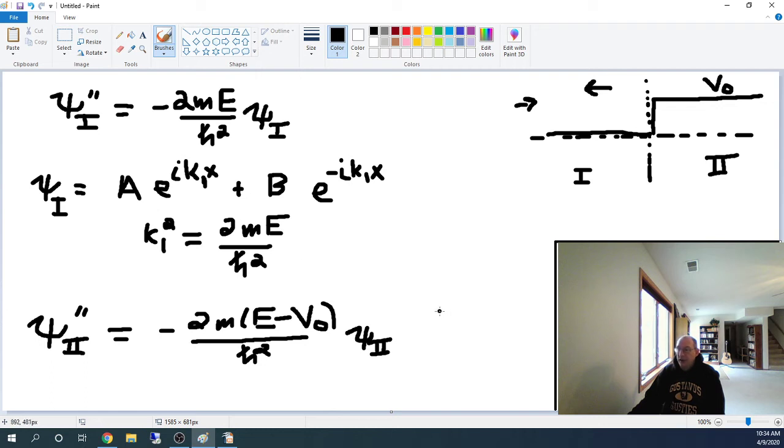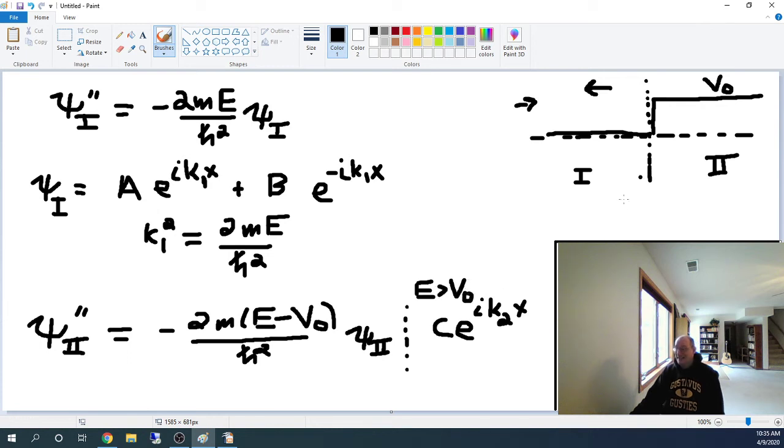So this solution here is going to be the solution to this, and I've run out of space. But the solution is going to be something like, if E is greater than V0, something like C, a constant, times e to the i, right moving particles now, times K2 times x, where K2 squared is going to be 2m times E minus V0 over h bar squared, rather than E, because this is the constant. But that is true only if E is greater than V0.